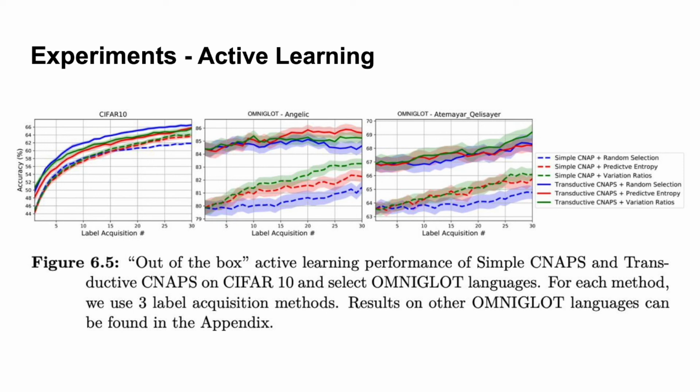And then the third thing is the lines for simple Synapse are wider apart than those for transductive Synapse, which suggests that transductive Synapse might actually be recovering much of the performance gains that come from having those labeled examples through its semi-supervised clustering procedure.